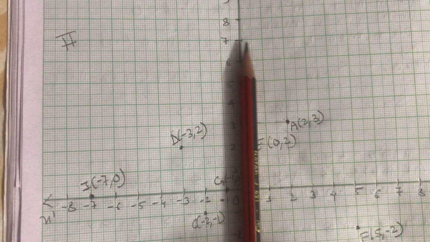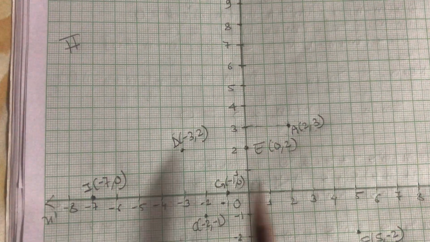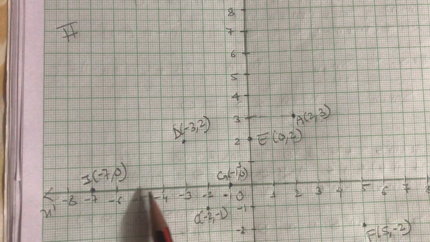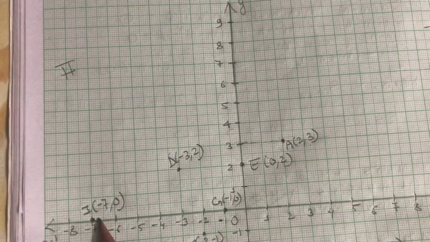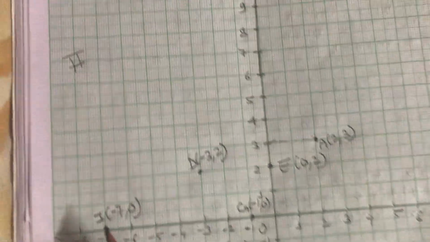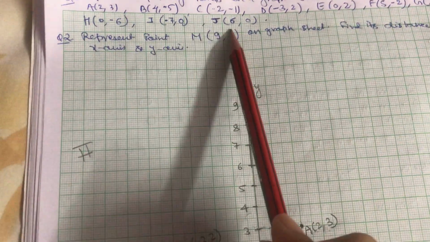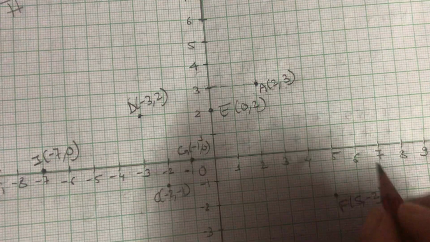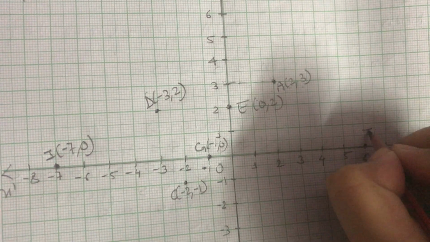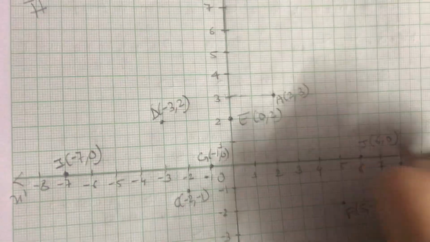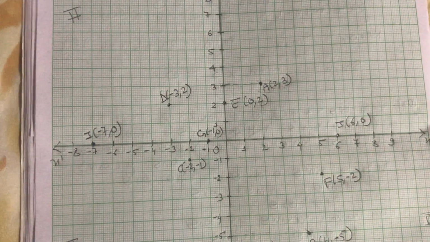But what is its distance from the y-axis? This is my y-axis. How many blocks do I have to cover to reach here? 1, 2, 3, 4, 5, 6, 7. So its distance from the y-axis is 7 units. And the next is j, which is 6 and 0. So I have represented it here like this.